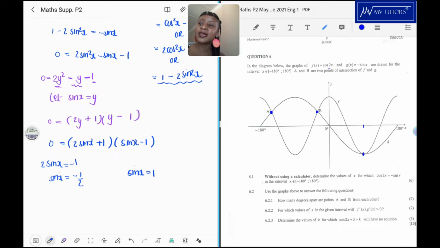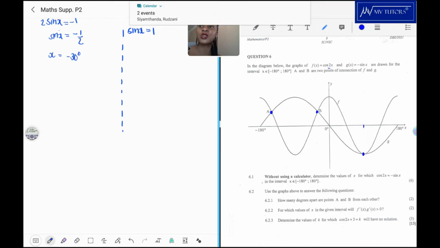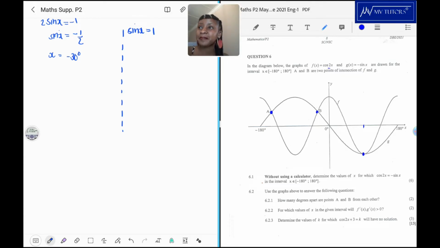Now I need to get what the value of x is, which are my reference angles. So I'm just going to divide the 2 here. My reference angle is going to be negative 30, because sine 30 is a half. So sine negative 30 is going to give me negative a half. Sine negative 30 will be negative a half. Okay, sorry about that disturbance.